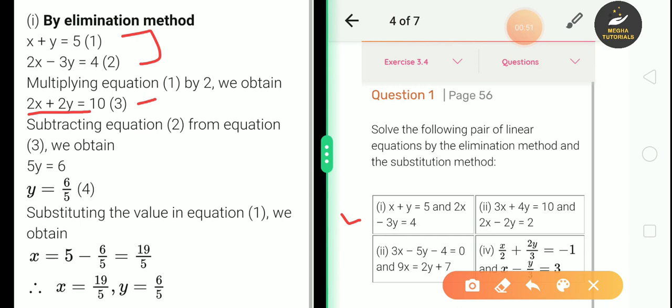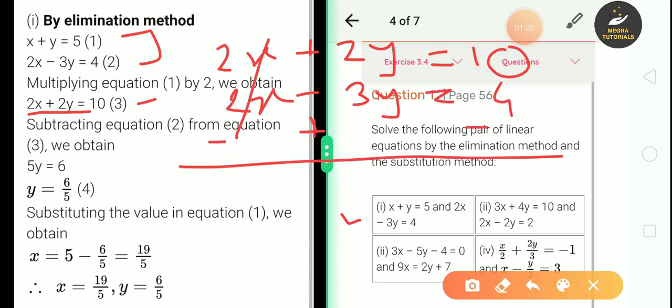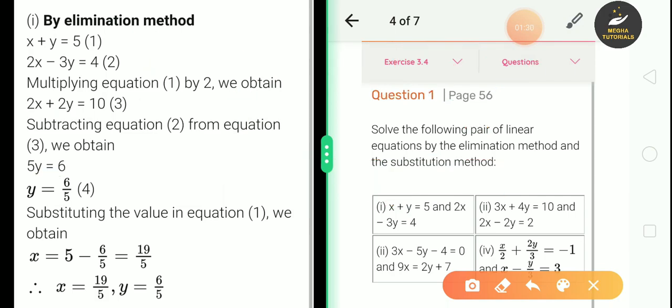Now in equations 2 and 3, the coefficient of x is the same. Now subtract equation 2 from equation 3. So first we write equation 3, 2x plus 2y is equal to 10, and then 2x minus 3y is equal to 4. Since it is subtraction, we change the sign. So 2x will cancel, 2y plus 3y gives 5y, and 10 minus 4 is equal to 6. That is, 5y is equal to 6. Further, we can transpose: y is equal to 6 upon 5.